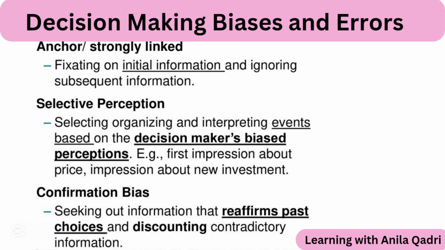Anchoring effect: fixation on initial information and ignoring subsequent information. Selective perception: selecting, organizing, and interpreting events based on the decision maker's biased perceptions. For example, first impression about price, impression about new investment. Confirmation bias: seeking out information that reaffirms past choices and discounting contradictory information.